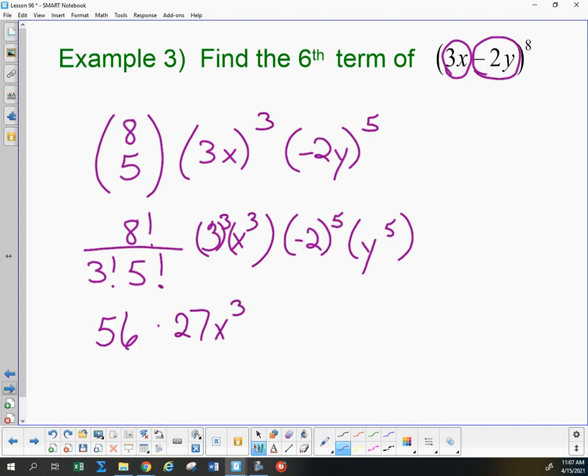You have to be careful when you have the pluses and minuses in there. This is negative 2 times negative 2, 5 times. So 5 negatives makes a negative 32 in there times y to the 5th. So now I need you guys to help me out. What is 56 times 27 times 32? I'll take care of it, it's going to be something negative. But you guys with your calculators, what do we get when we multiply those three things?